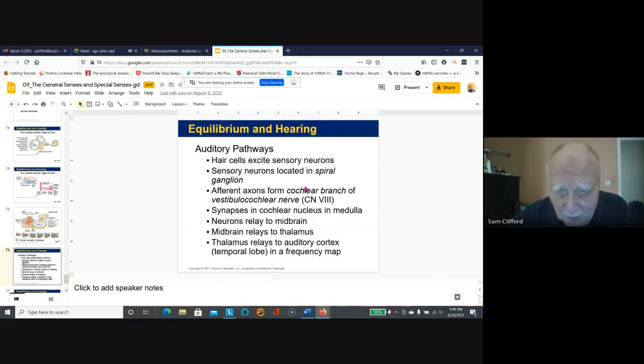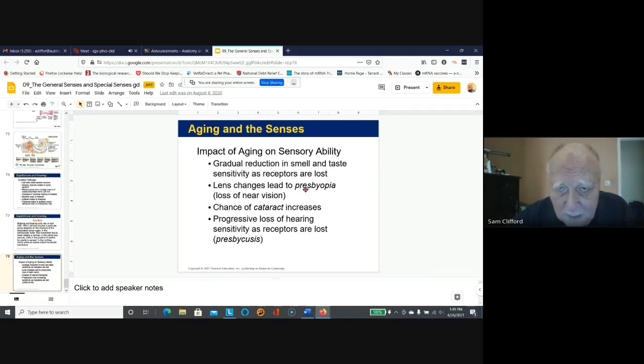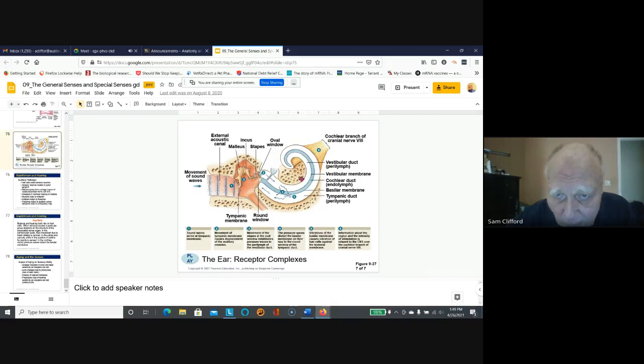The auditory pathways, let's look at those. Did we show that? Nope, we don't. Okay. So the cochlear nerve, cranial nerve 8, is going to have a cochlear branch, and it has another branch going to the equilibrium apparatus.